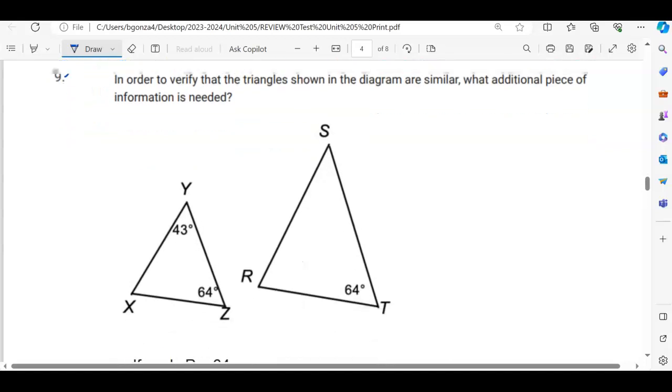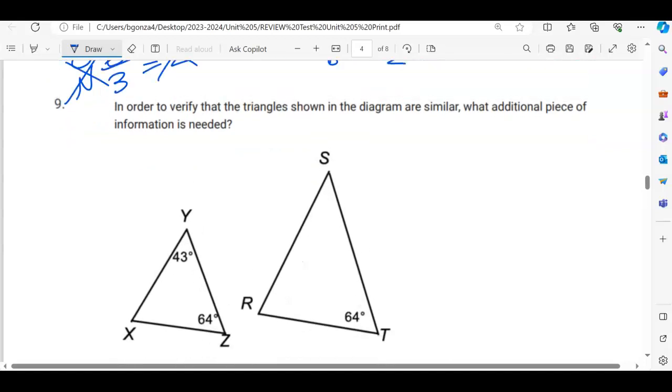Okay, number 9. In order to verify that the triangles shown in the diagram are similar, what additional pieces of information are needed? Well, I mean, all we have is one angle. So if you remember the similarity theorems, which ones do we know?